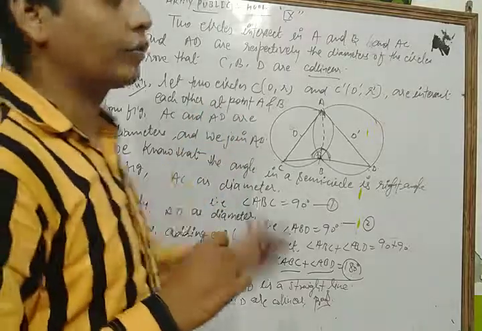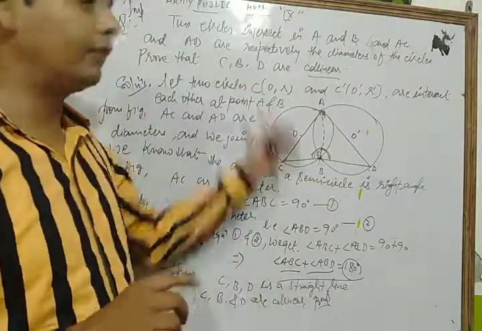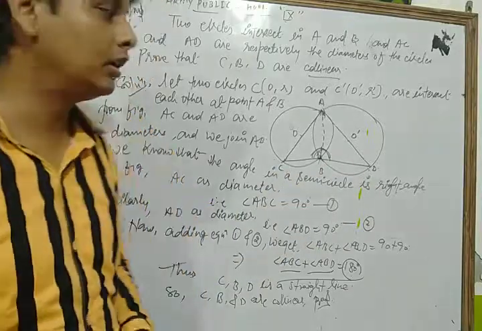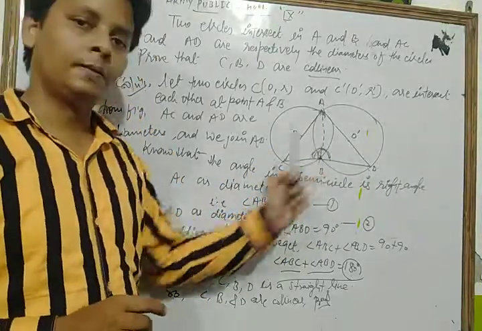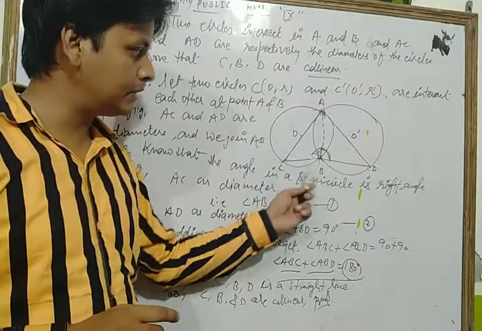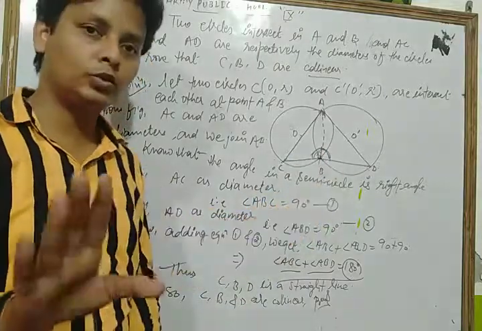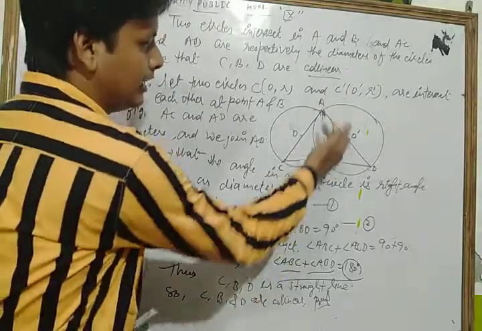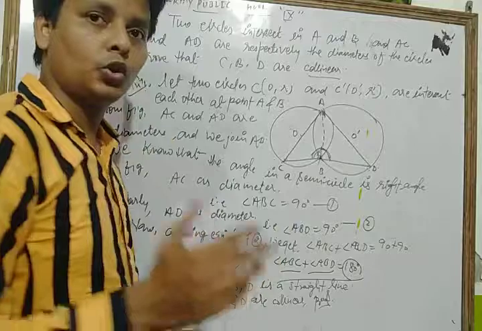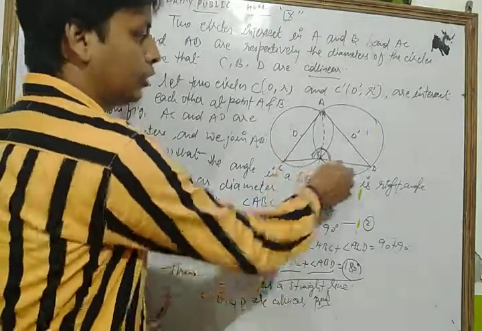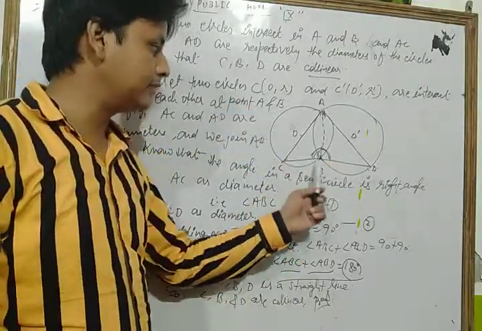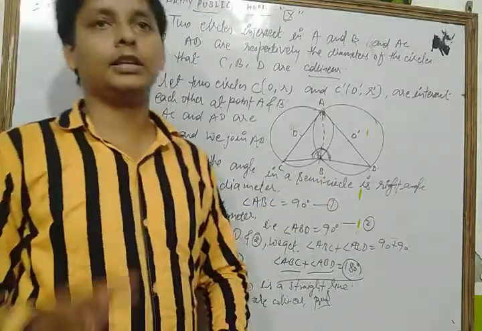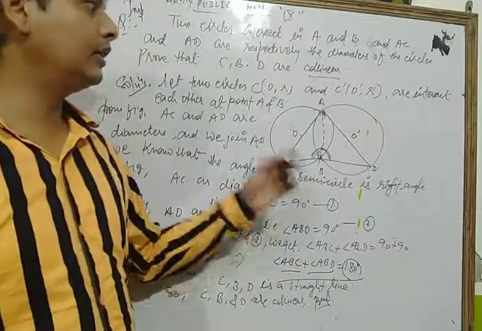So dear students, in this way we prove this type of question. First we draw two circles, with AC and AD as diameters, and we know that the angle in a semicircle is 90 degrees. So we find that angle ABC and angle ABD are each equal to 90 degrees. Adding both equations, we get angle ABC plus angle ABD as 180. We know that the angle on a straight line is 180. So CBD is a straight line. In this way, C, B, D lie on the same straight line, so they are said to be collinear.